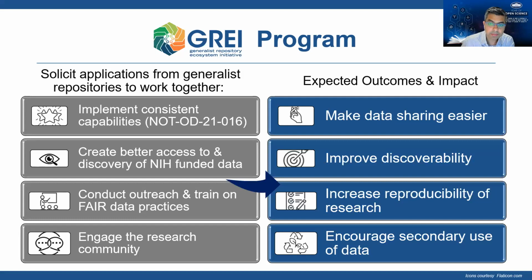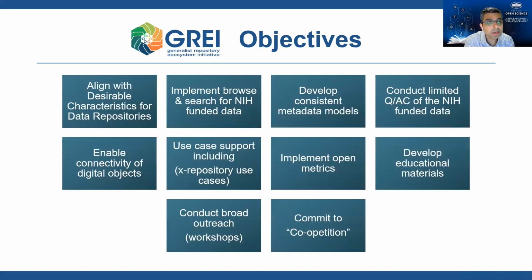So the next slide captures some of the objectives of GRAY. Again, kind of summarizing, I won't go into all the details over here. Again, aligning with the desirable characteristics of repositories to make sure that they're addressing that as part of best practice. Developing consistent metadata models between and across them so that it becomes easier for researchers to know what elements need to be captured and collected and shared.